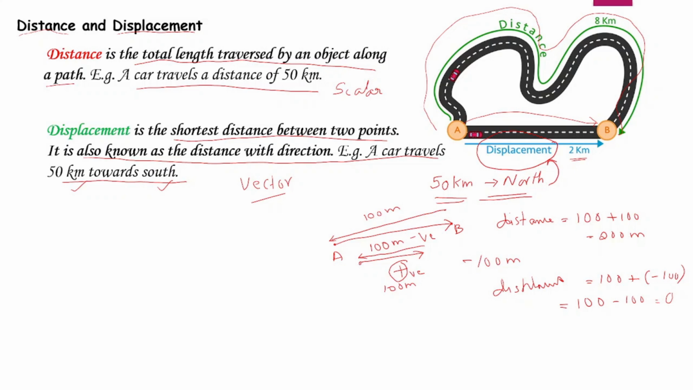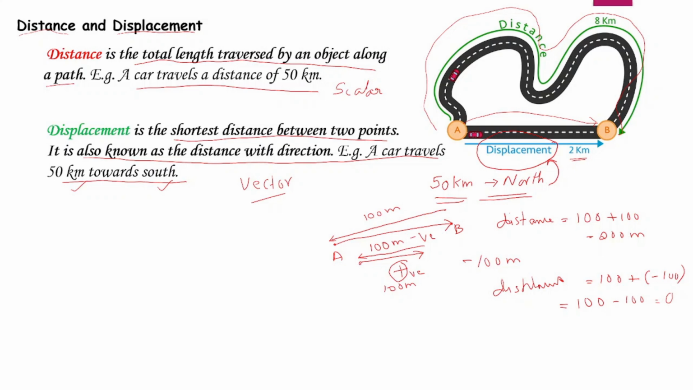From this we can say that distance is always positive. Distance cannot be negative, but displacement can be negative or 0, both. Okay, displacement can be negative or 0, but distance cannot be negative.